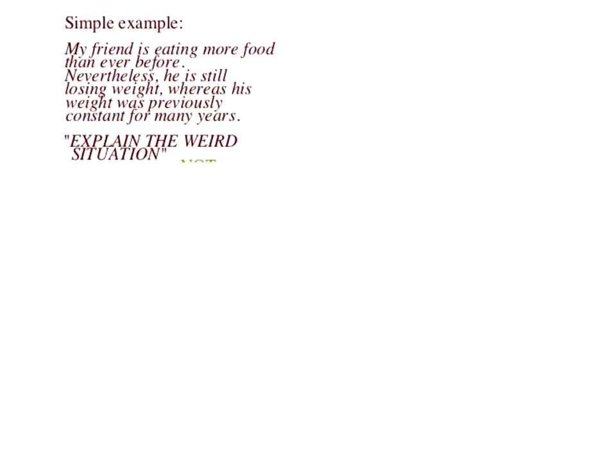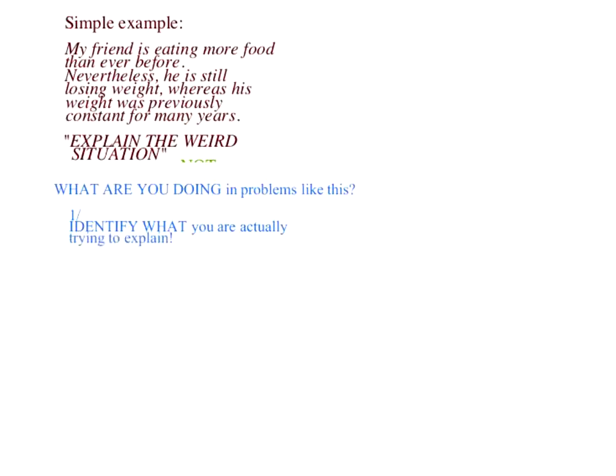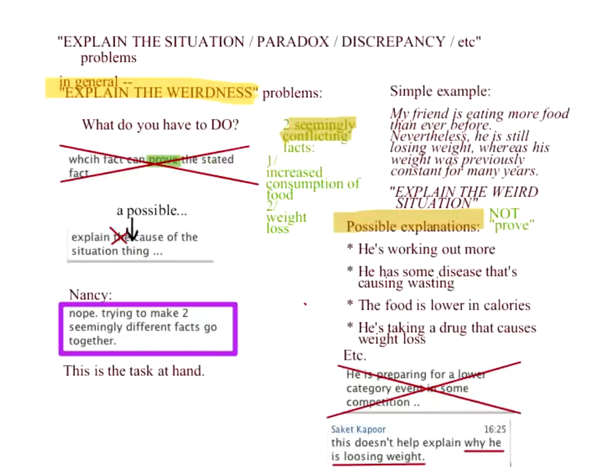So what are you trying to do when you have these problems in general? Let's go ahead and lay out a basic framework for the thinking here. What are you doing in problems like this? Well, the first thing you have to do is identify what you are actually trying to explain. Because this is one of the biggest problems: people don't get a handle on what they're trying to explain first. Like this is an explanation of something, but it's not an explanation of the thing that we actually want an explanation of.